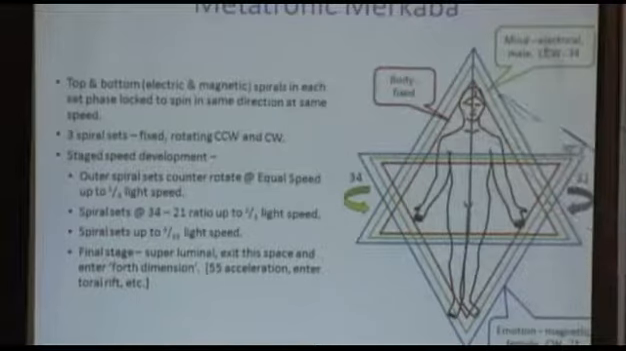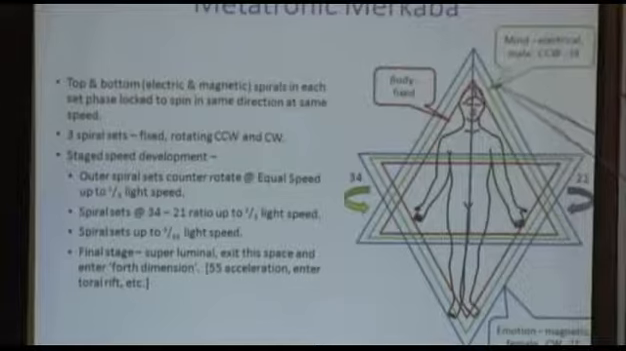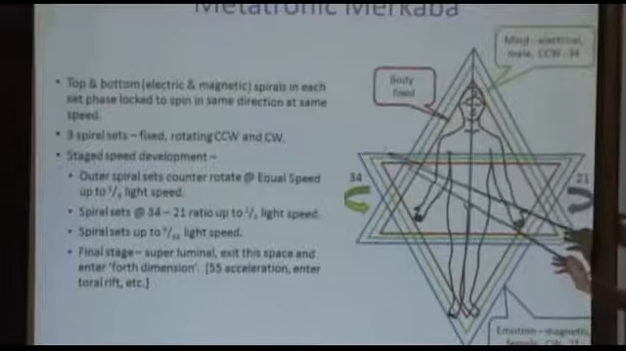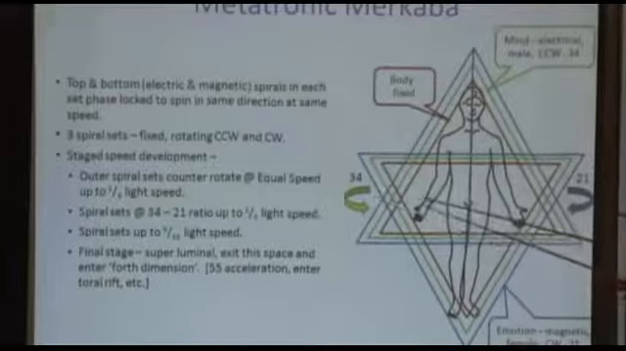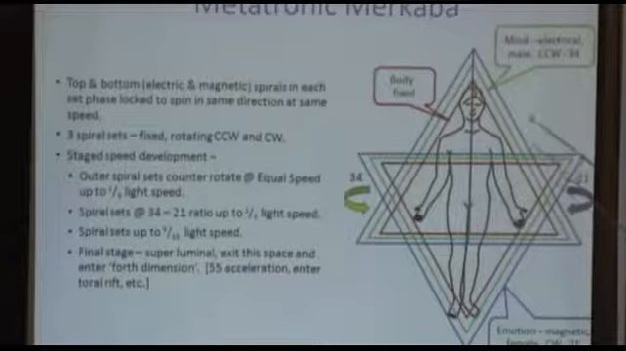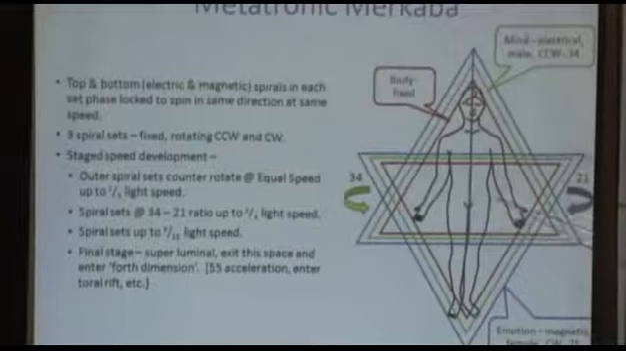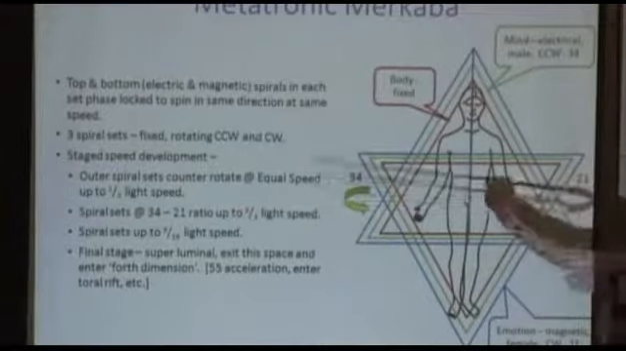Furthermore, the electrical pair of spirals, corresponding to the male mind component, is spun in a counterclockwise direction, and the emotional female pair is spun in a clockwise direction. The ratio of the spin speeds in the basic stage corresponds to 34 counterclockwise for the electrical mind component and 21 clockwise for the female emotional component. Now, there's a staged development of the spin speeds.